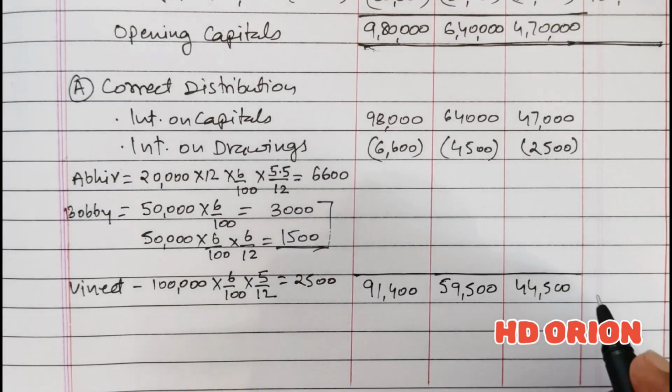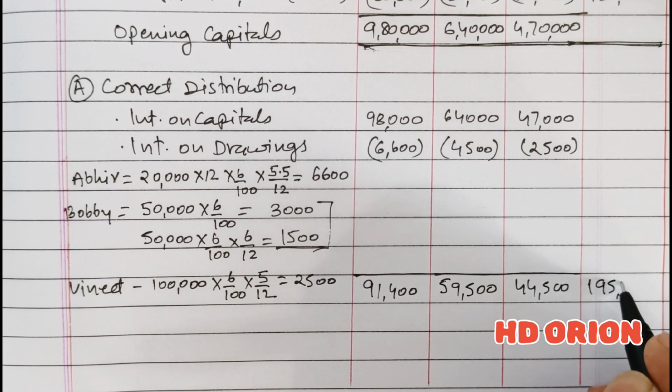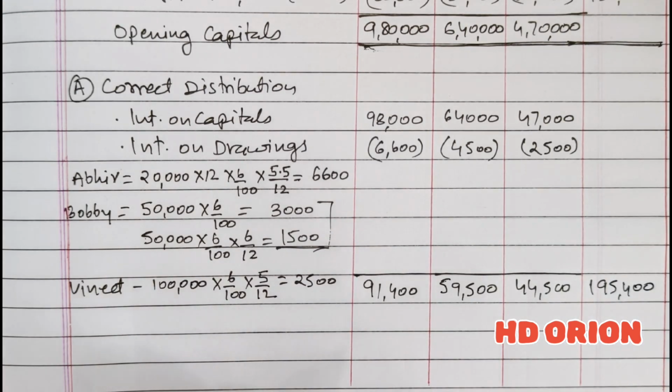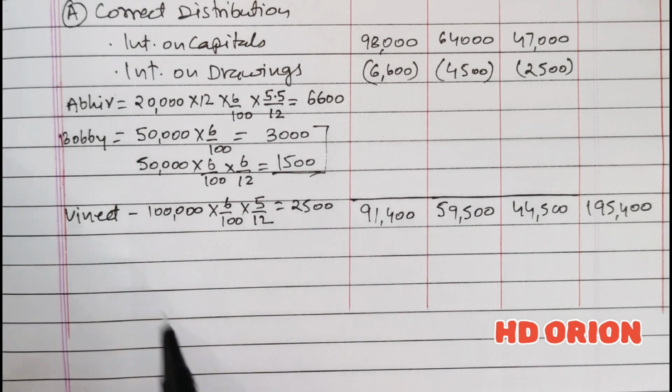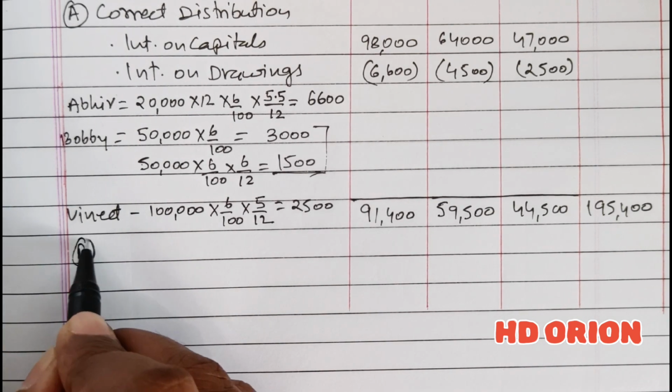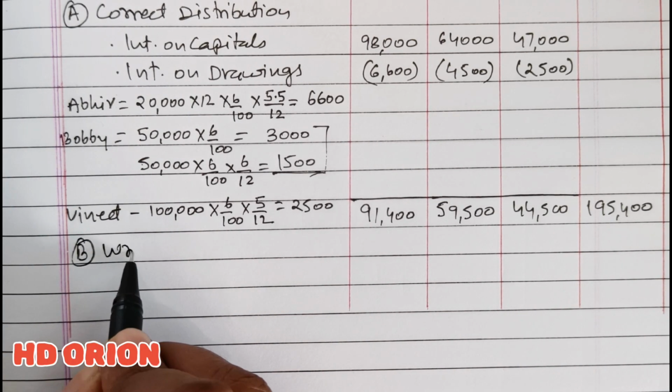Now the total of this is rupees 1,95,400. It means out of the total profit, only 1,95,400 was appropriated to the partners, and this is the right appropriation to them. But what we have done with this 1,95,400 is we have distributed this in their profit sharing ratio. So I'll make it B, wrong distribution.